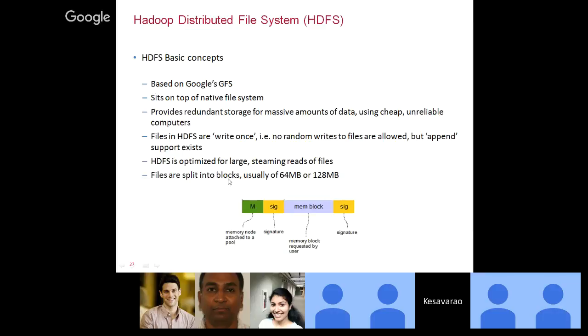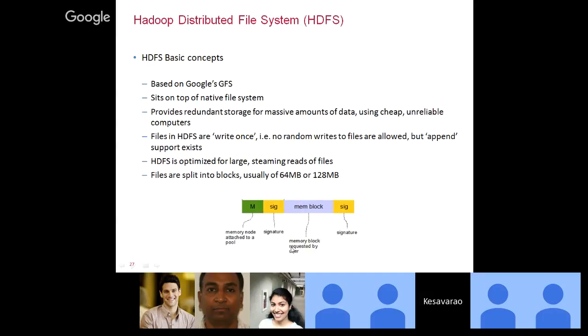And if you see here how it maintained, the memory node attached to a pool, everything will have a signature, and the memory block requested by user, and this is signature. So this is the underlying. If you see how actually each block level, how it stores the data. Okay, it maintains a signature for the memory block itself. Which memory block requested by which user, and it will maintain a signature for that, and which memory node attached to a pool, so it maintains a signature at that level.